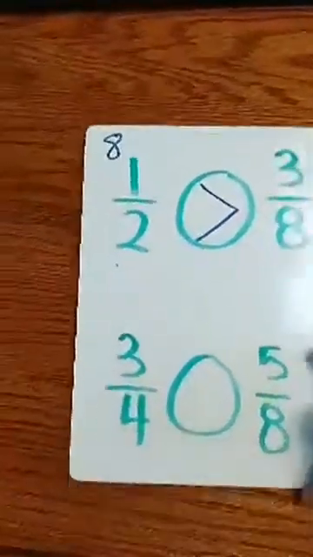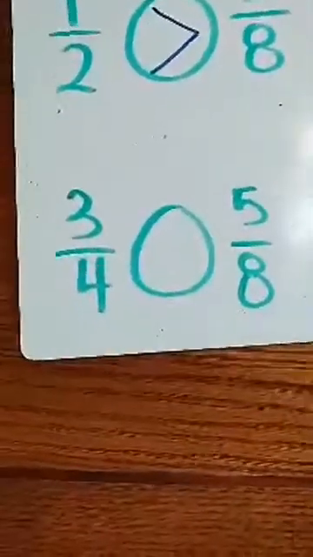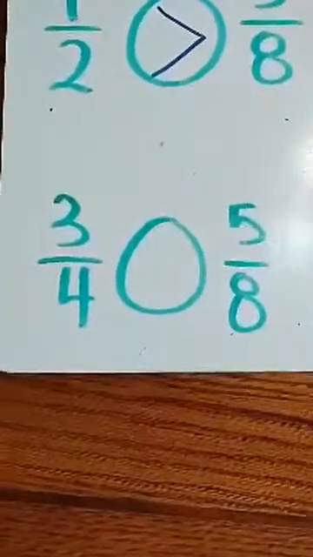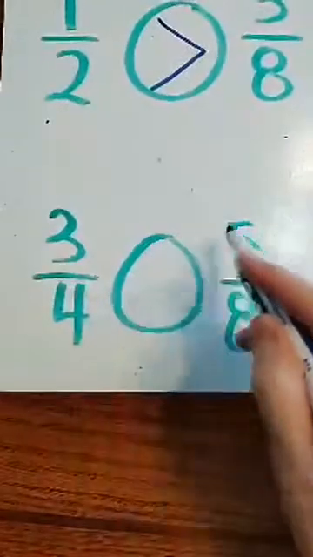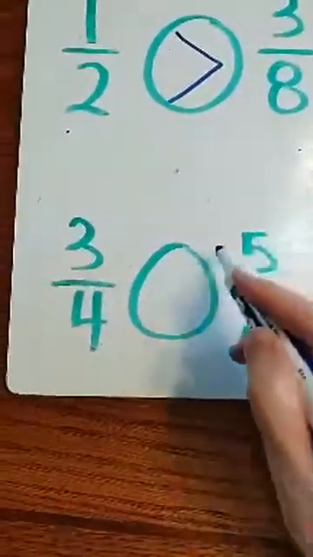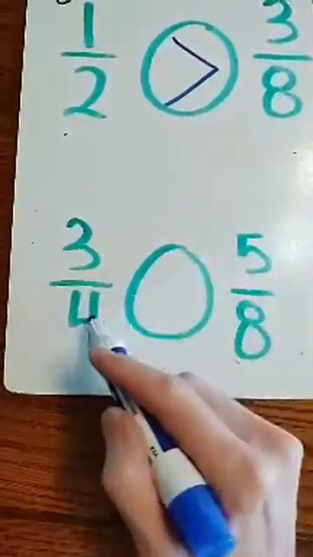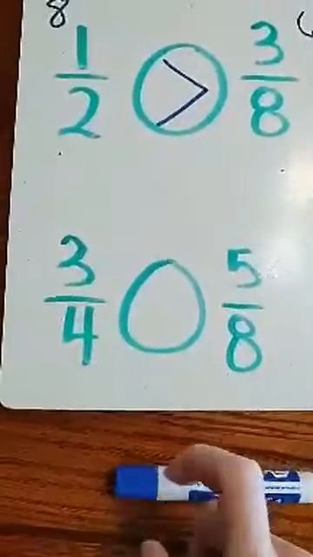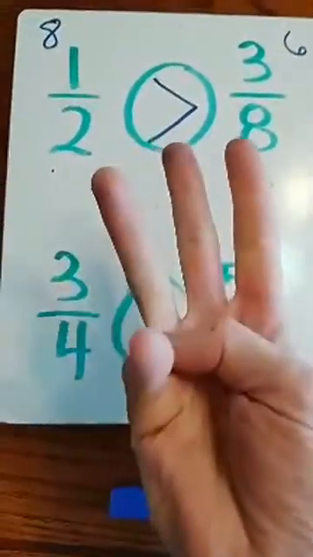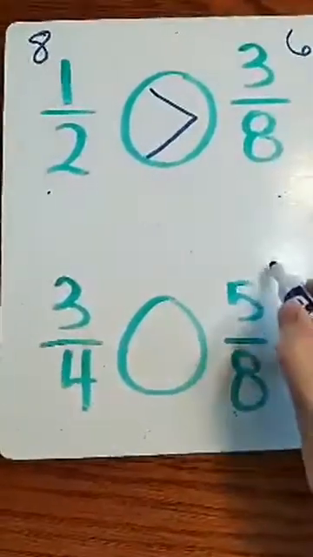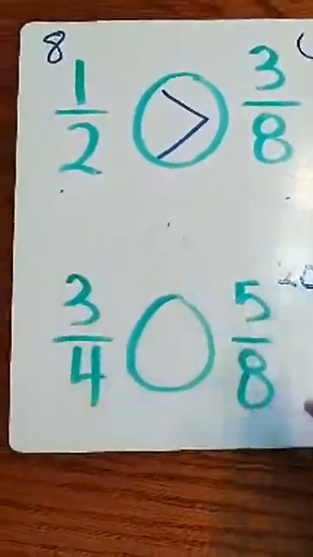Okay, let's try another one. Let's do it my way, without pictures. Let's multiply diagonally. This time I want to multiply this way first. 5 times 4. If you're unsure, we can count by 5s 4 times. 5, 10, 15, 20. There's our answer. We put it up here.